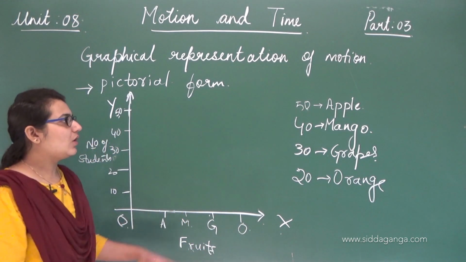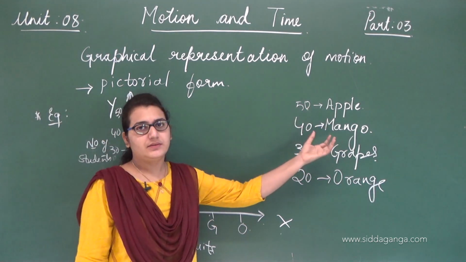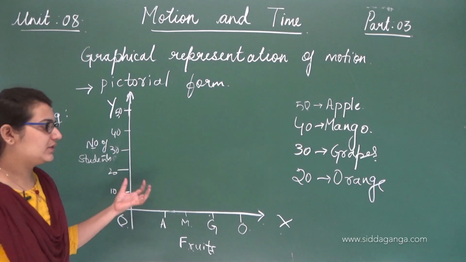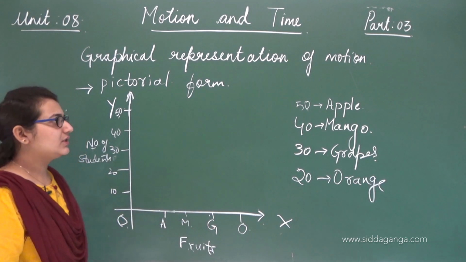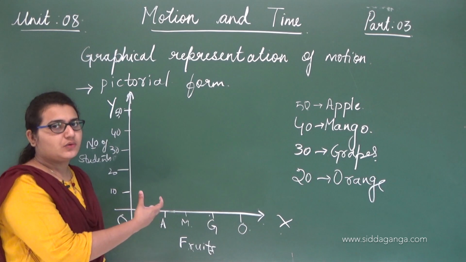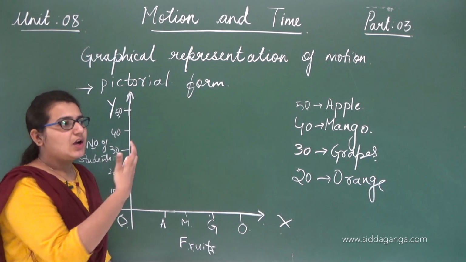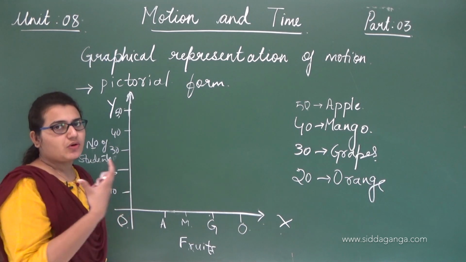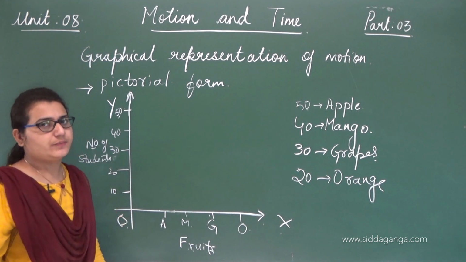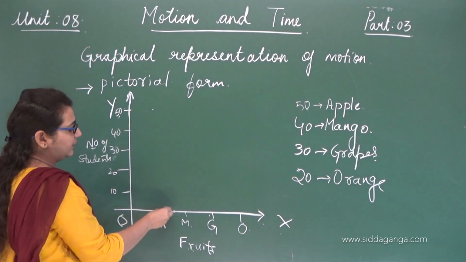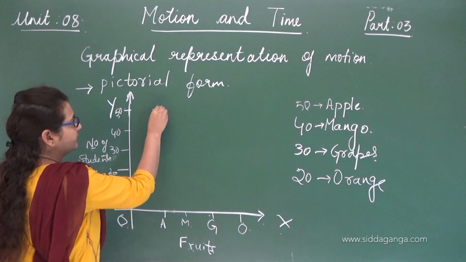Now we need to represent this. How many students like apple? Around 50 students, right? Here we have the number of students, and here we have the fruit. We just need to represent it, and it is very clear. By seeing this itself, we can know what number of students like what fruit. So here is the 50, you just need to mark here, and here is the apple. So this is the point.